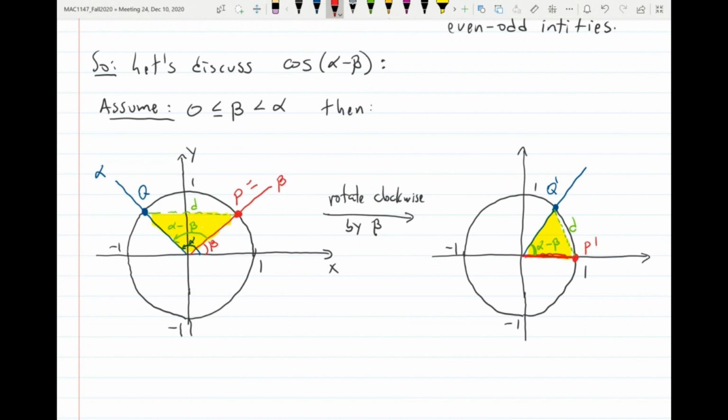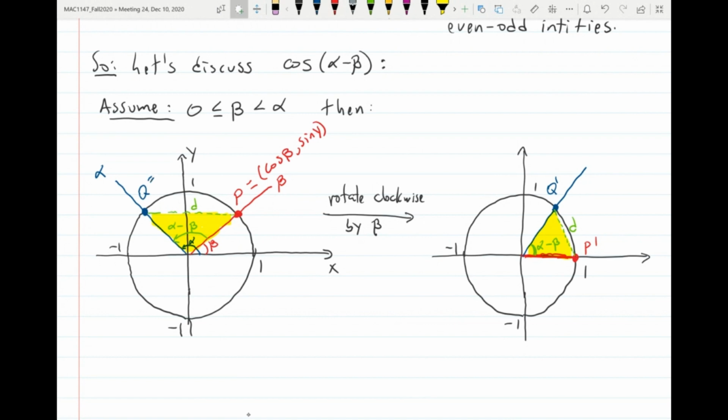So what do we know about the x value of the point? It's going to be the cosine of the angle. And what do we know about the y value of the point? It's going to be the sine of the angle. So remember, by definition, the points on the unit circle have the form cosine, comma, sine, right? Do you remember this? Okay, good.